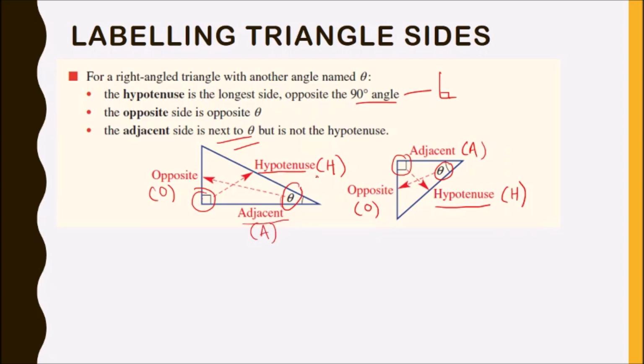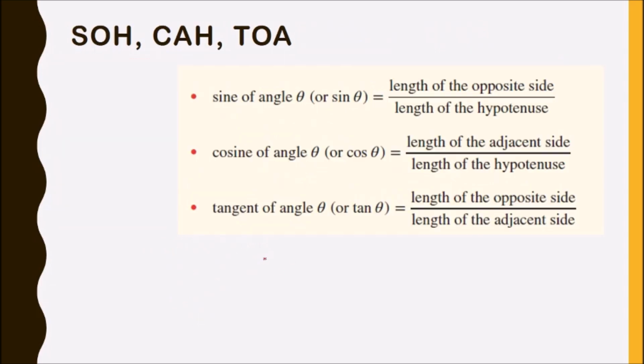So you need to familiarize yourself with this angle here. If we were to do this, we know that hypotenuse is opposite the right angle, adjacent is next to the theta but not the hypotenuse, so that would be this one, and opposite the angle would be the opposite side, which is O. And you can get used to labeling this throughout this exercise.